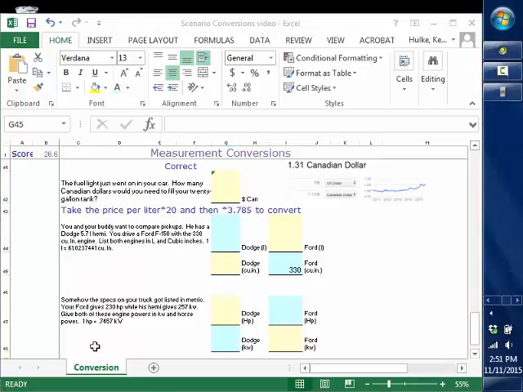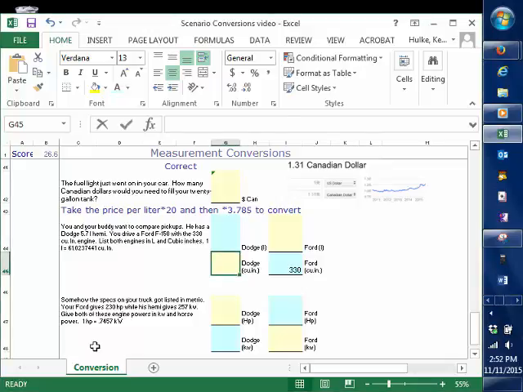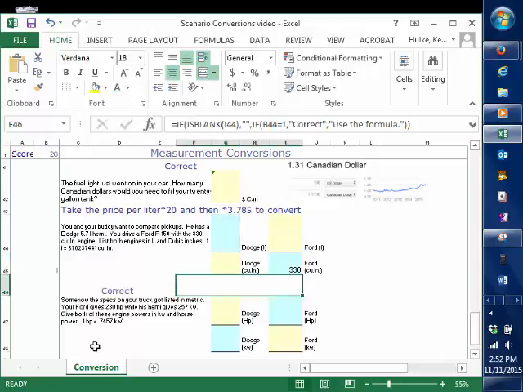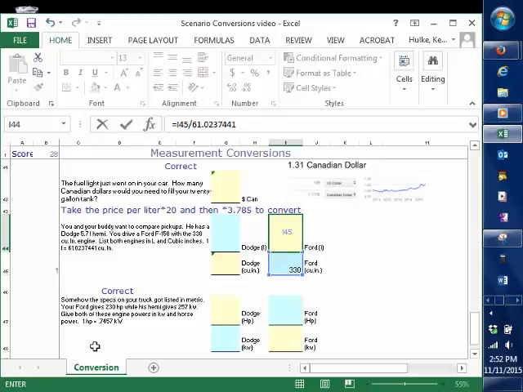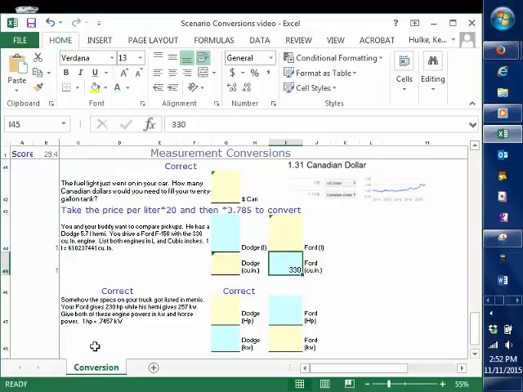So we can just do it in here. Equals the 5.7 times the size of a cubic inch, which is 61.0237441. Same thing with the size of the Ford. We're going to start with the 330, and we're going to divide by 61.0237441. And that'll be the correct answer there.